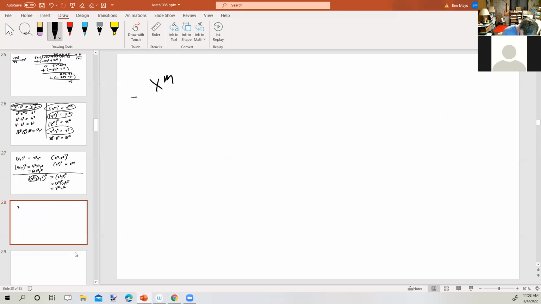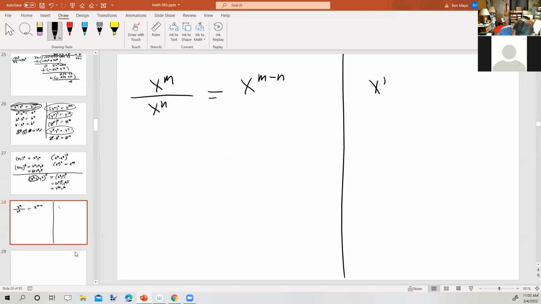x to the m divided by x to the n is x to the m minus n. Now you've got to be careful, because with the rule for multiplying two powers with the same base, adding the exponents, you can add n plus m or m plus n, it doesn't matter. But here it's got to be the top exponent minus the bottom exponent.